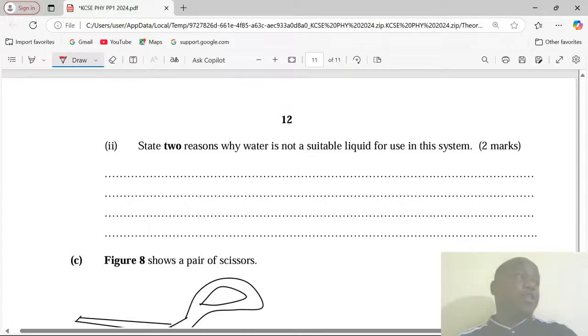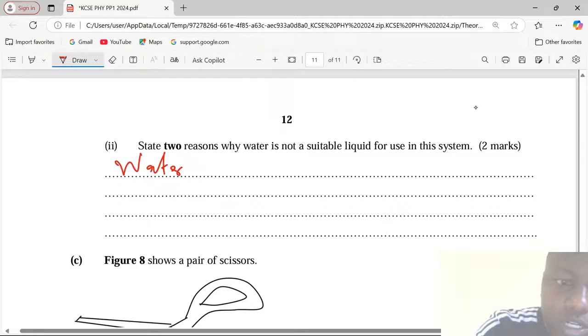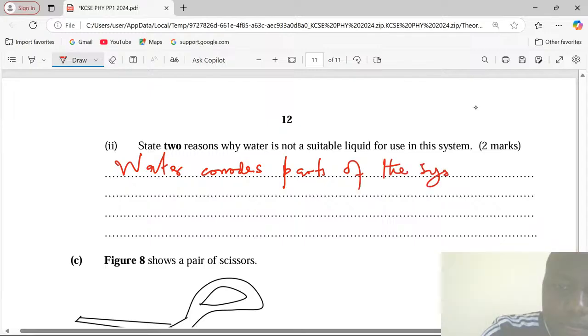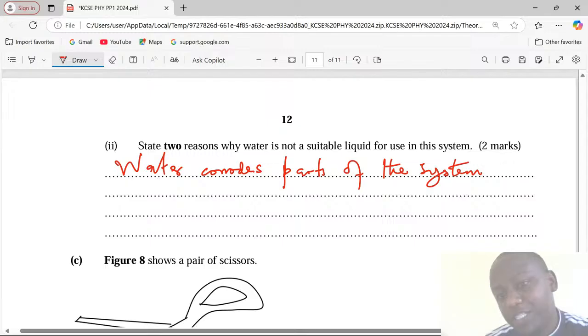We know all the properties which make a liquid suitable for use in hydraulic machines. One is that the liquid should not corrode parts of the system. Therefore, you should know that water corrodes parts of the system.